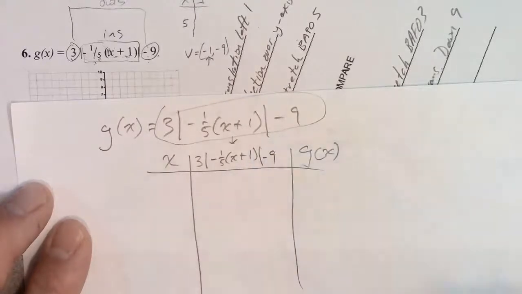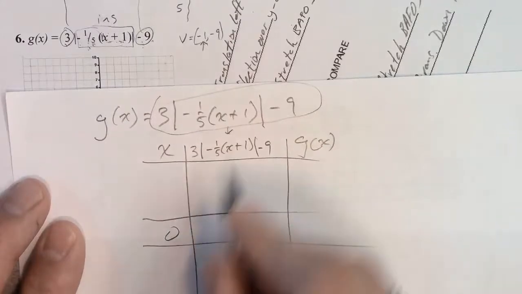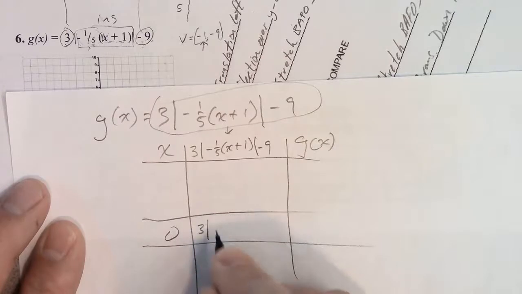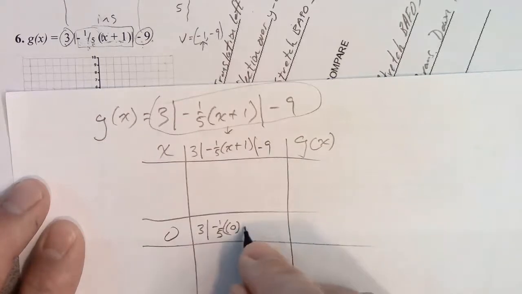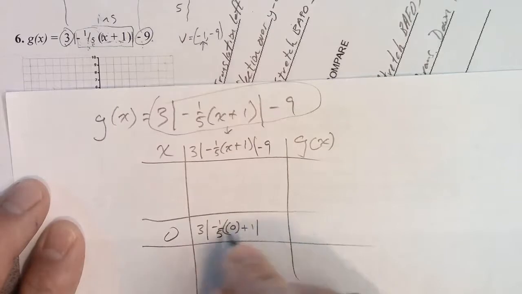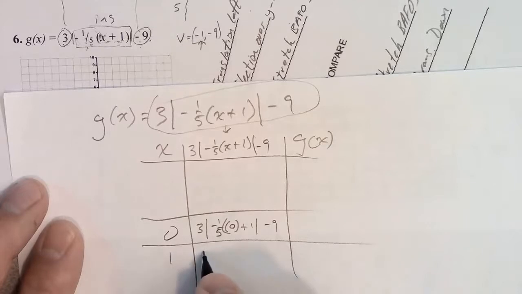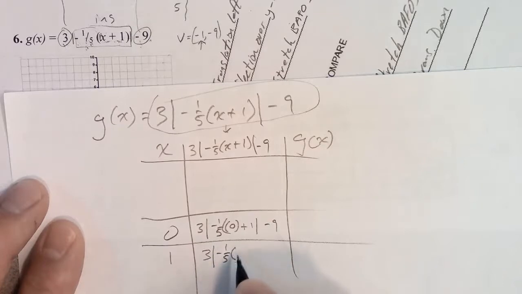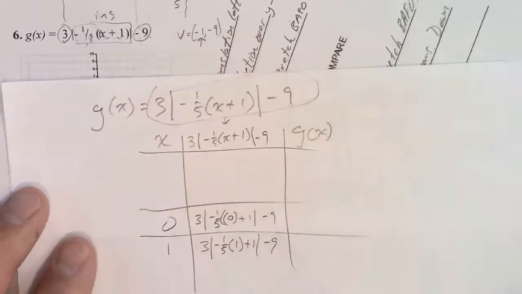And I have, I don't know, one of my inputs is 0. That's when I actually input 0 for x. So I have my 3, absolute value, -1/5, 0 for x. So I replaced x with 0, plus 1, and minus 9. And if I have 1, I put 1 in for x. So all the numbers stay the same. I just keep inputting for x. I could create a table like this. That's the normal way we create tables. You could go through that process.